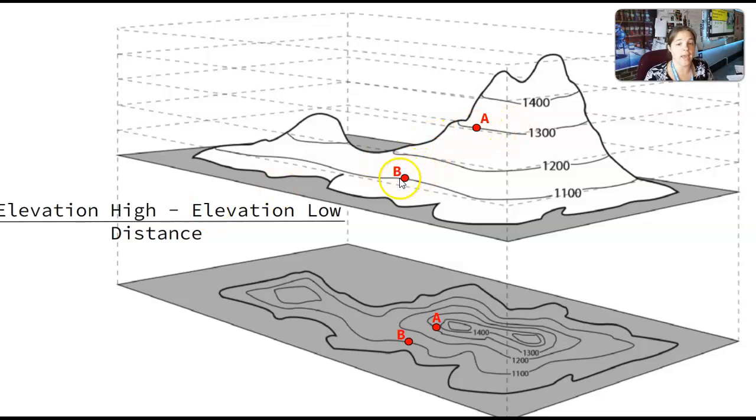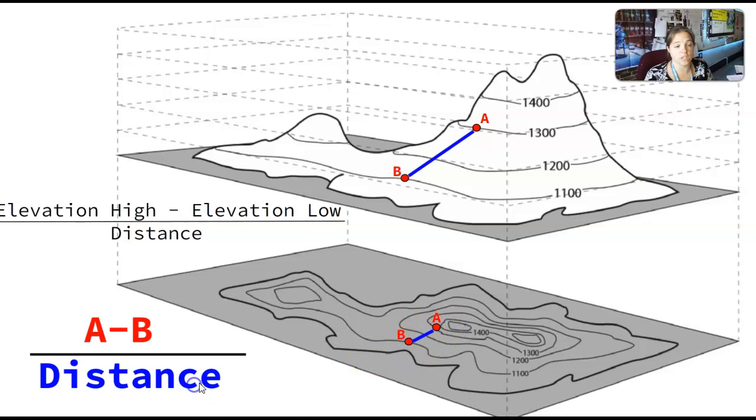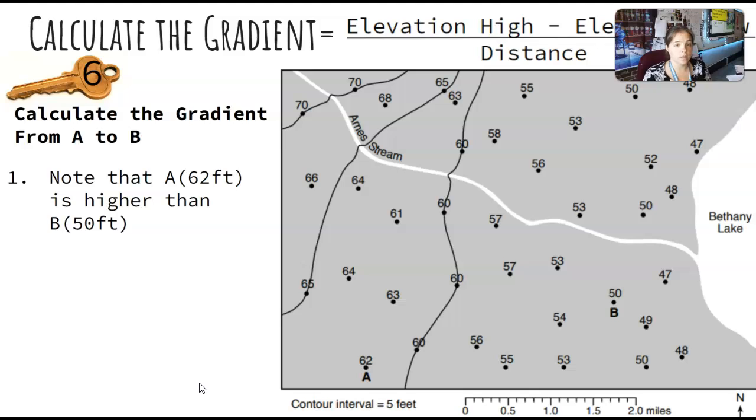All right, so I have A and B. A and B on this mountain look like this. A and B on the paper look like this. So I would take 1,300 minus 1,100, and then I'd have to measure the distance between the 2. All right, so number 6, we're going to go back to this page and look at A. A is right here, and B is right here. A is 62, B is 50.